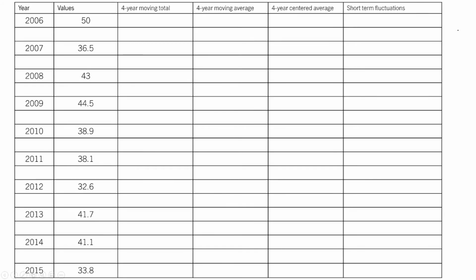Now let us draw a table like this. We have year and the values which are given in the question are written here. We need to have the columns with 4-year moving total, 4-year moving average and 4-year centered average. Here they have asked to find the short-term fluctuations. The short-term fluctuations are nothing but these values minus the trend values. So first let us find the trend values.